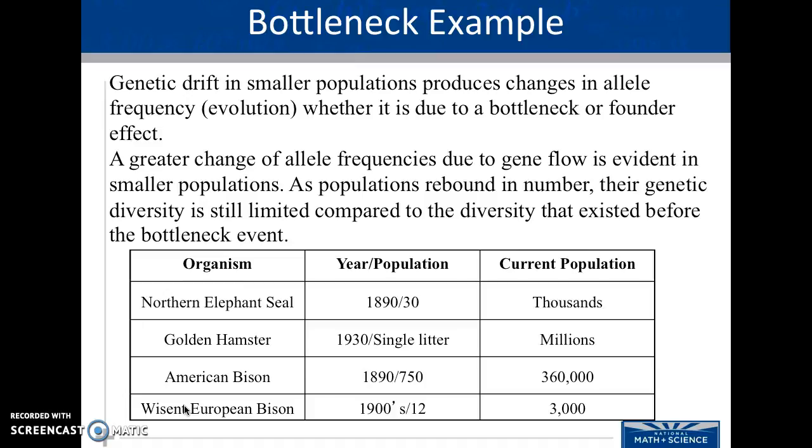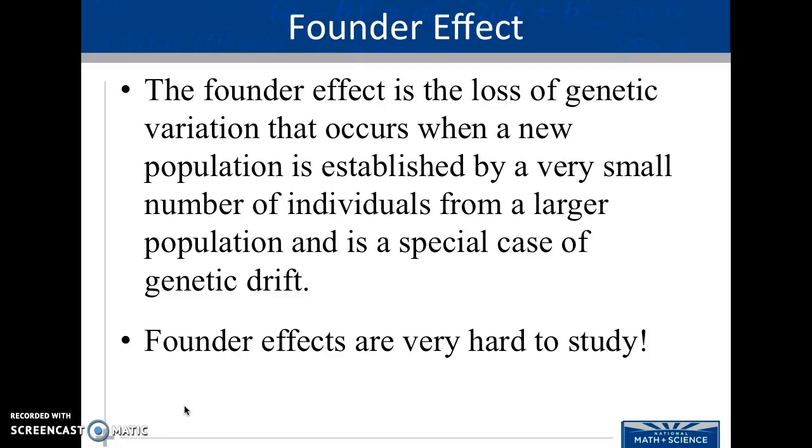This genetic drift in smaller populations changes the allele frequencies. A greater change of allele frequencies is evident in really small populations. I've said that a million times, and I think that is the take home: with a smaller population, genetic drift is going to impact it a lot, and the way that we get a smaller population is a bottleneck event. Even if those populations rebound, we see that there is limited diversity because they're still breeding from the same gene pool from the smaller group.